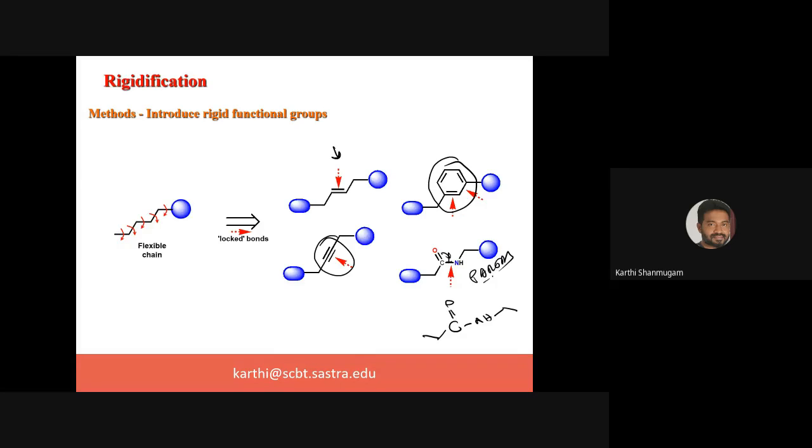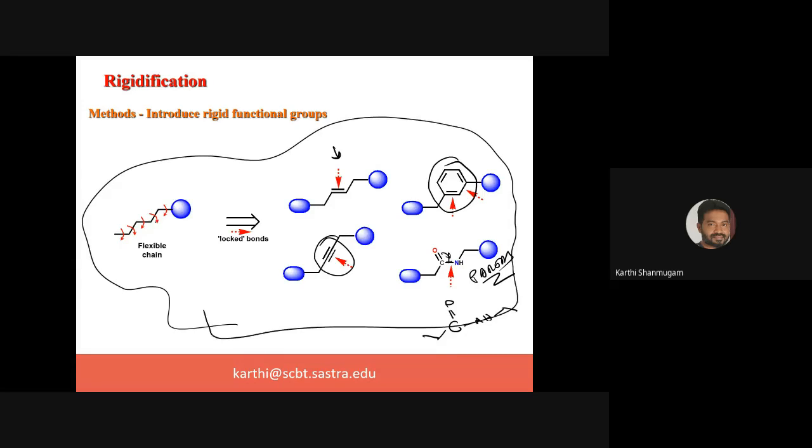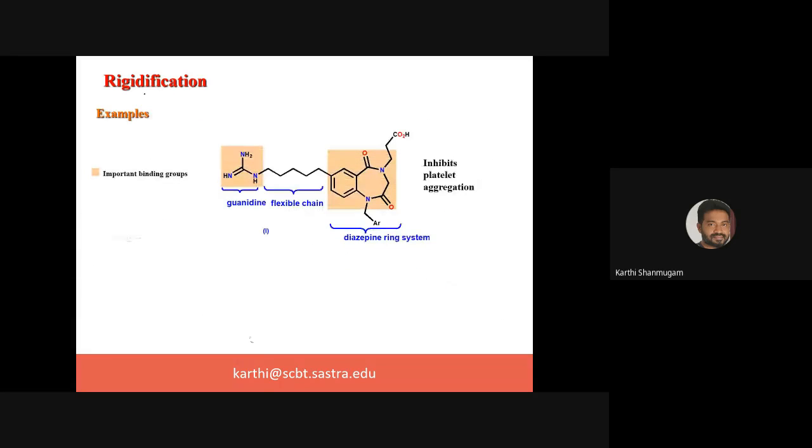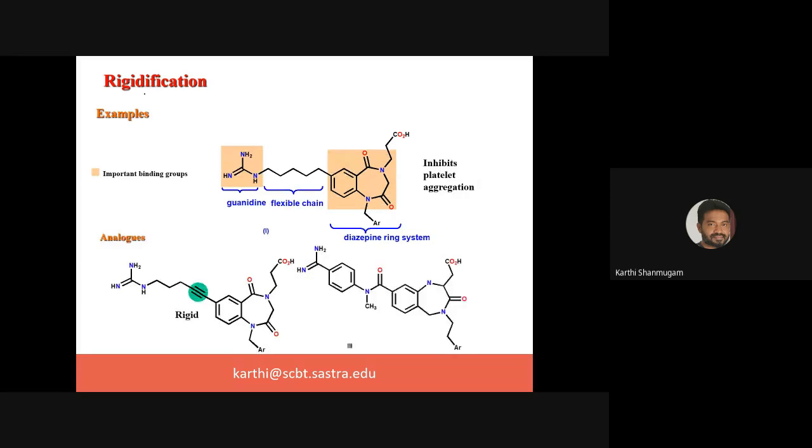What she said is absolutely right. So these are the different simple organic chemistry methods we can use for making the molecule rigid. Is it understandable? Yes, sir. Okay. All these are examples, right? So you just go through them, you can easily understand.